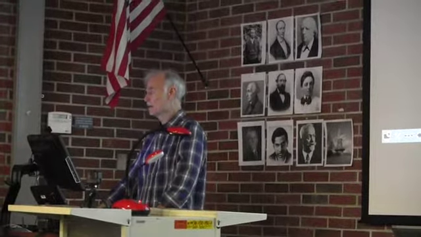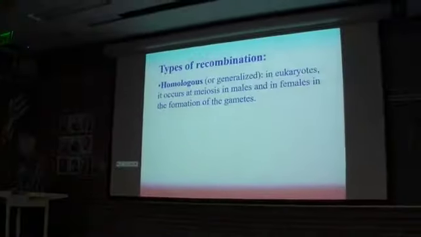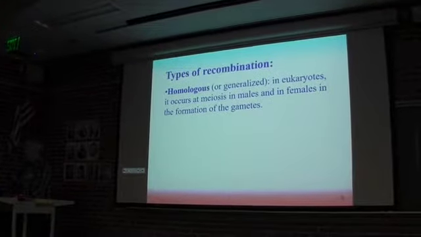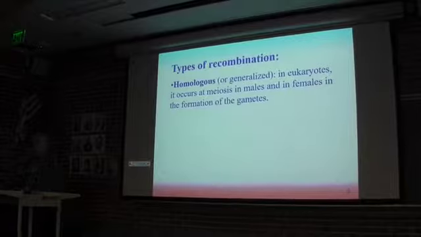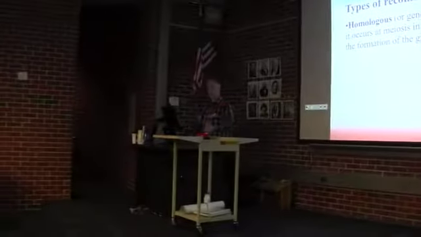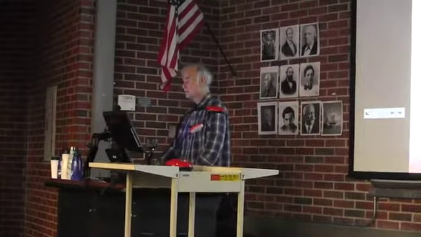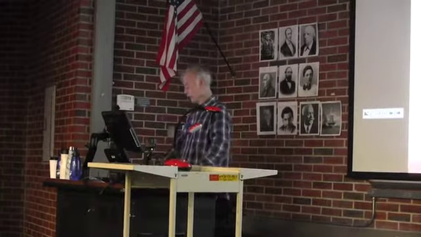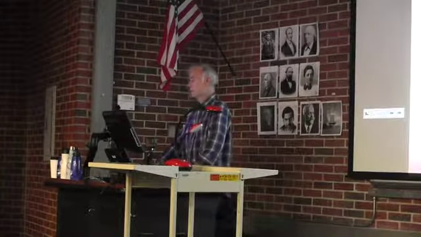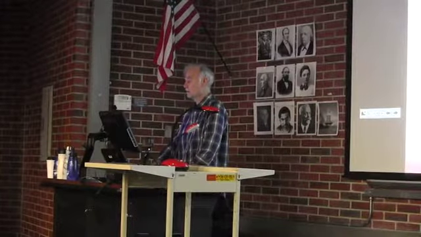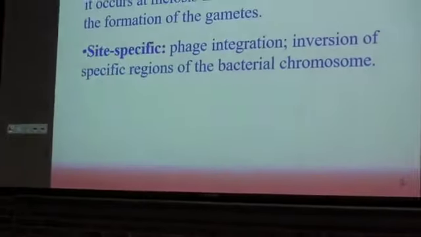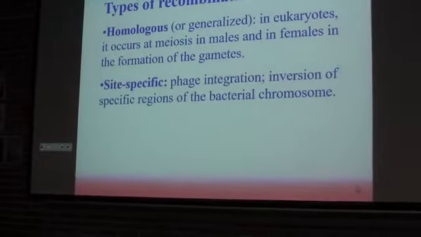So homologous recombination, in eukaryotes, it occurs at meiosis. Meiosis, of course, is the formation of the gametes, reduction division. Mitosis is just somatic cell division. It happens in meiosis in males and in females in the formation of gametes.